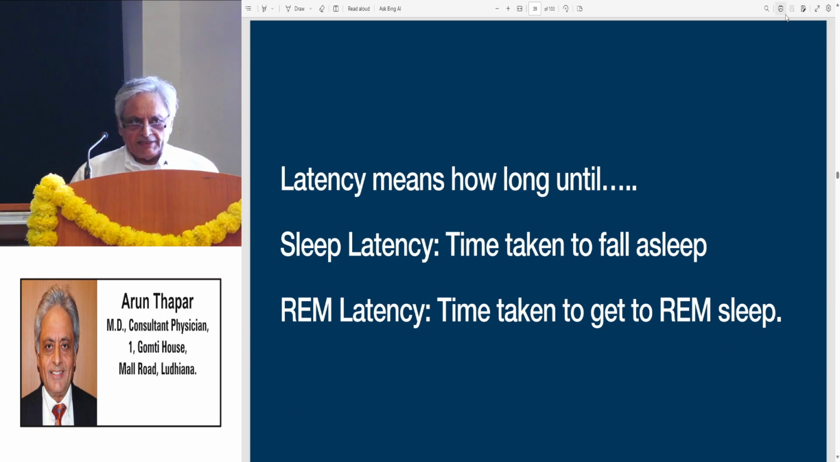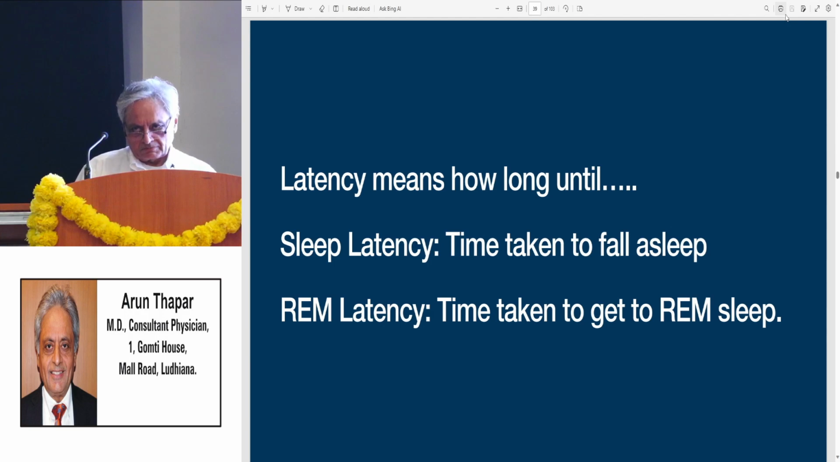Now often we clinically encounter the question: what is latency? A broad definition for latency means how long until. What is sleep latency? It's the time taken to fall asleep. Some take 5 minutes, some take 20 minutes, some keep on tossing in bed, 30 minutes. And what is REM latency? The time taken to get into the REM phase after N1, N2, N3. That time is important, how much time you take to go to the REM phase.